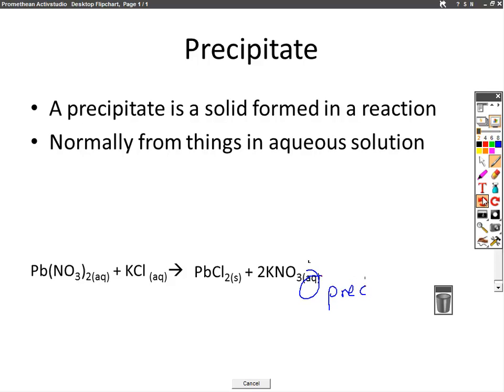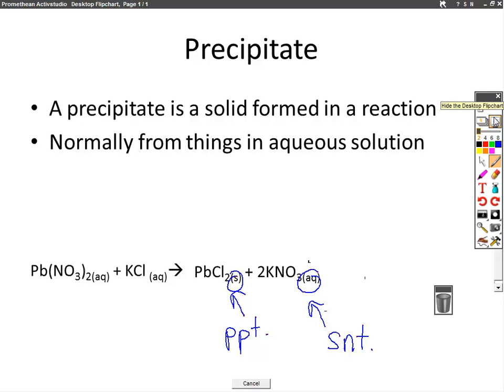This here is the precipitate, abbreviated PPT, because we see that it forms a solid. And this here is what we call the supernatant. Abbreviate that SNT, because it's what's left over. So the key thing is two things in aqueous solution come together, forming a solid and a supernatant.